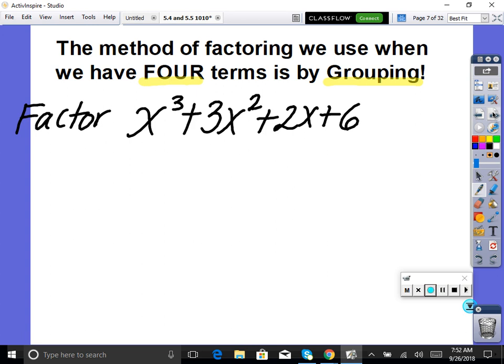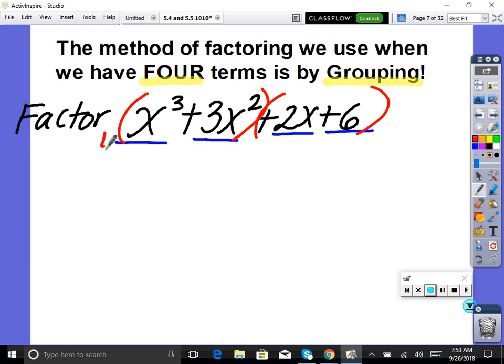The first rule is, if you have 4 terms, now look, 1, 2, 3, 4, we factor by the method called grouping, or at least we try. So you'd say there's 4 terms, it's something you need to memorize. That's how you tackle factoring 4 terms: you factor by grouping. So this is what we do. We group the first 2 terms, we group the second 2 terms, and then we factor out the greatest common factor of each group.